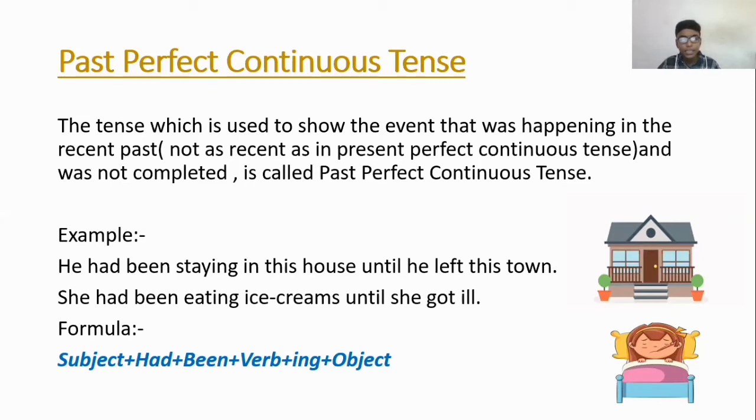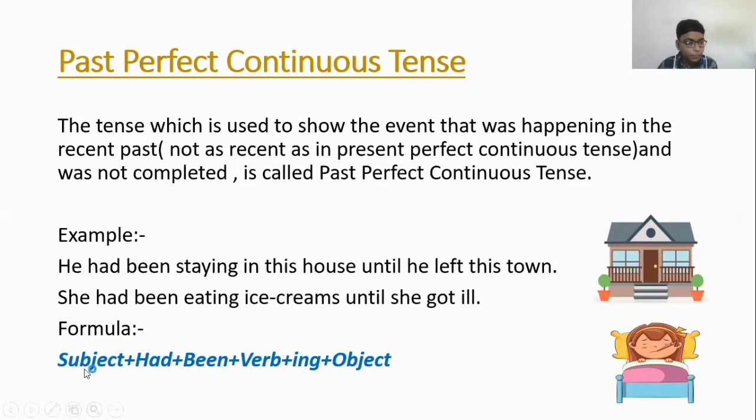The formula is subject plus had plus been. Now it is a new word for all of you. It is good that I am teaching you all this. Been is a new word which is basically used in present perfect continuous tense also sometimes, and in past perfect continuous tense as well. In present perfect continuous tense, been is not used, but instead being, been is used. But in this, been is used. Plus verb plus ing and plus object.